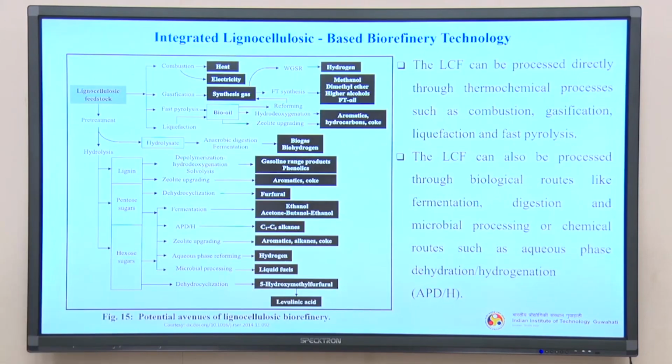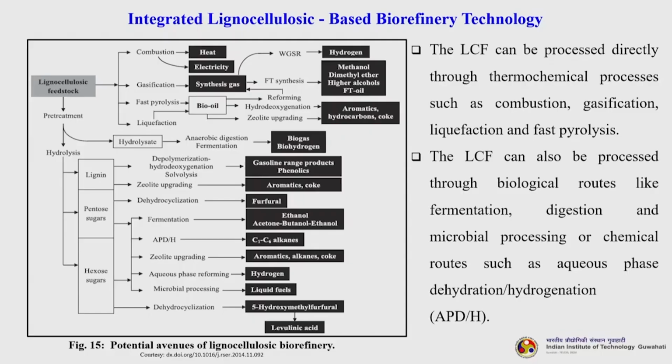So, this is another classical example, which is integrated lignocellulosic based biorefinery technology. The LCF, that is the lignocellulosic feedstock, can be processed directly through thermochemical processes such as combustion, gasification, liquefaction and fast pyrolysis or any other pyrolysis, slow also, or medium also. The LCF can also be processed through the biological routes like fermentation, digestion and microbial processing or chemical routes such as aqueous phase dehydration and hydrogenation. Have a look at this particular figure.